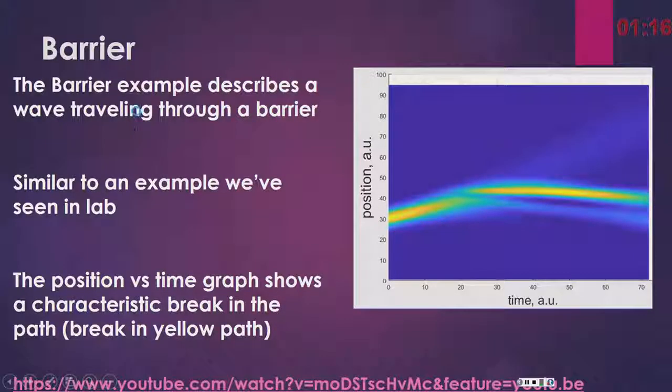All right. The next example I had was a barrier. You can see I have the position versus time graph here. And then it has this characteristic break here. You can tell there's a barrier that the wave is hitting. A similar example, like Dimitri told us in lab, the wave will run and hit the barrier, and then it'll come back and appear on the other side going through.